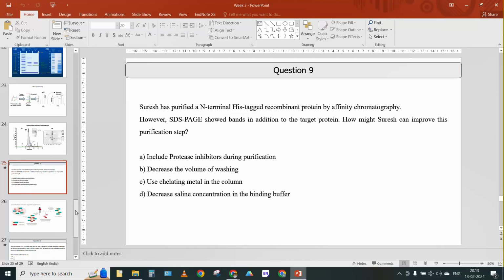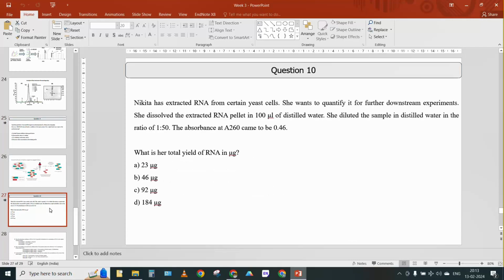So moving further to the next question, which is the last question, question 10. Here, Nikita has extracted RNA from certain yeast cells. Nikita wants to quantify it for further downstream experiments. She dissolved the extracted RNA pellet in 100 microliter of distilled water. Further, she diluted the sample in distilled water in the ratio of 1 is to 50, and the absorbance at 260 came to be 0.46. What is Nikita's total yield of RNA in microgram?